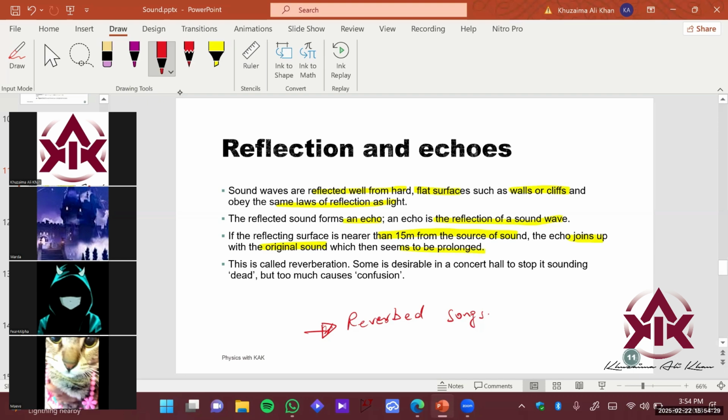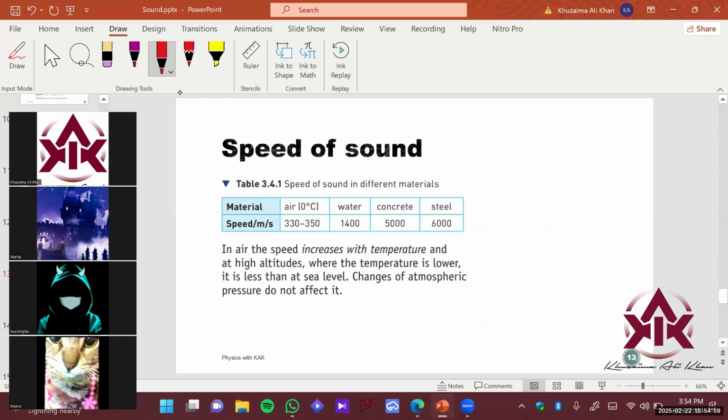It is also used in cinemas. If you go to concert halls or cinemas, the sound effects there are made to be reverbed, so that they are catchy and keep the audience alive in the dim lights. So that's how reflection and echoes are helpful, and they are also used in the music industry to produce some good hearing effects, right?